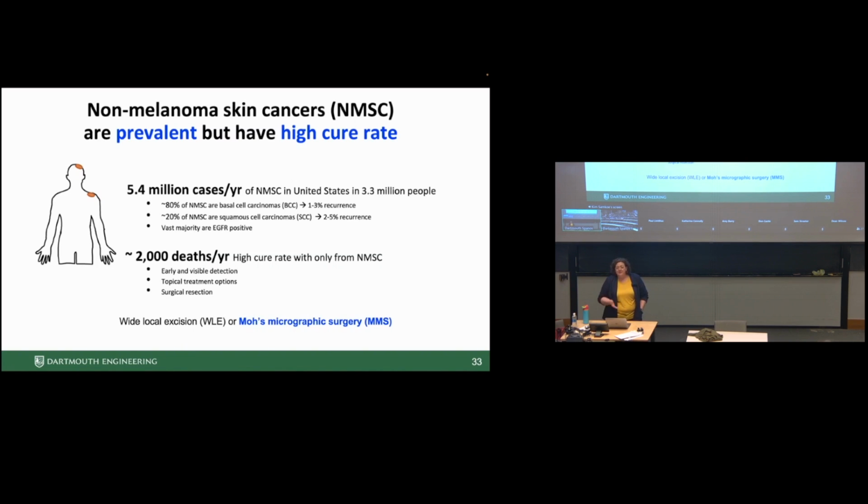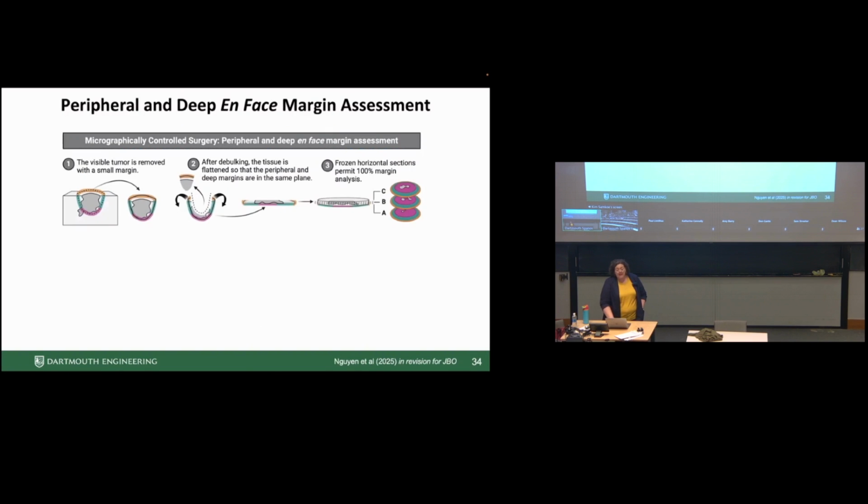One of the reasons for this is we can see our skin, right? It's very easy to say something on our skin doesn't look right, and so diagnosis can happen early. But the other reason for this is the type of surgical resection that they use. More commonly you might hear it called Mohs surgery, but it's called peripheral and deep en-face margin assessment. So PDEMA, if you will.